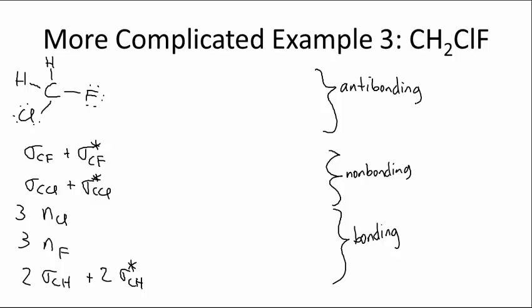So broadly speaking, you're breaking your diagram into 3 different parts: bonding, non-bonding, and antibonding. And then within each group, you're arranging them by electronegativity. So within the bonding group, what's the lowest energy orbital? Sigma CF. And then sigma CCl. And then we have our 2 sigma CHs. Then for my non-bonding orbitals, F would be lower than Cl.